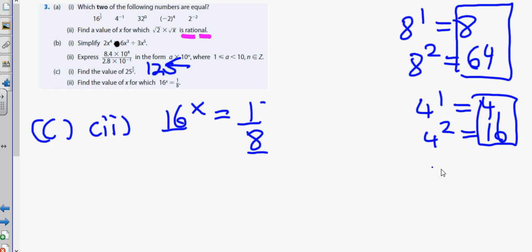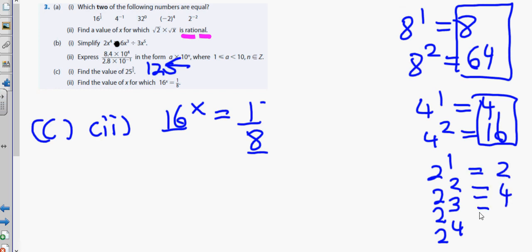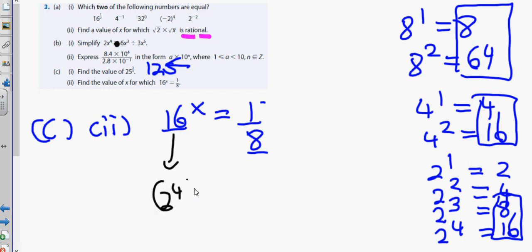We could try 2 to the power of 1, 2 to the power of 2, 2 to the power of 3, 2 to the power of 4. And what we see is that's 2, 4, 8, and 16. So now we know we can use this because 8 and 16 are on this list. So 16 changes into 2 to the power of 4, to the power of x. 8 changes into 2 to the power of 3.